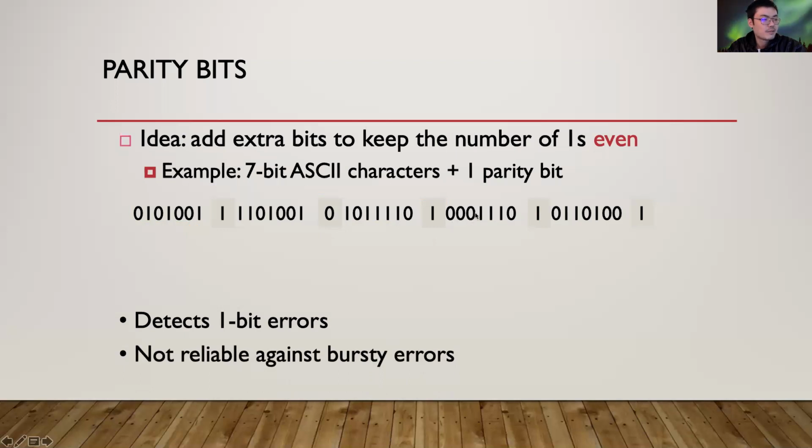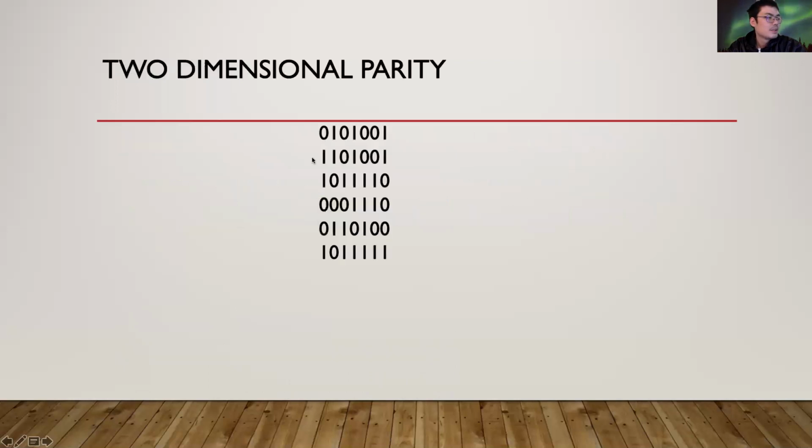Let's say if we have 2 bits flipped, right? Then you cannot detect, right? This becomes 1, but this becomes 0. Then the sum is the same. That's still the number of ones. It's just one in these 2 bits. Okay. So we will need a better method like the 2-dimensional parity method, but we will discuss that next Monday.